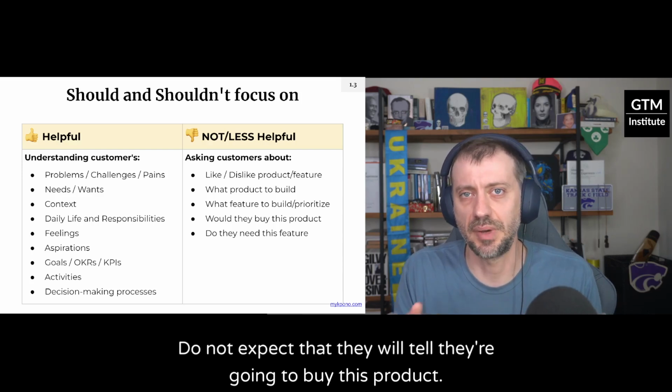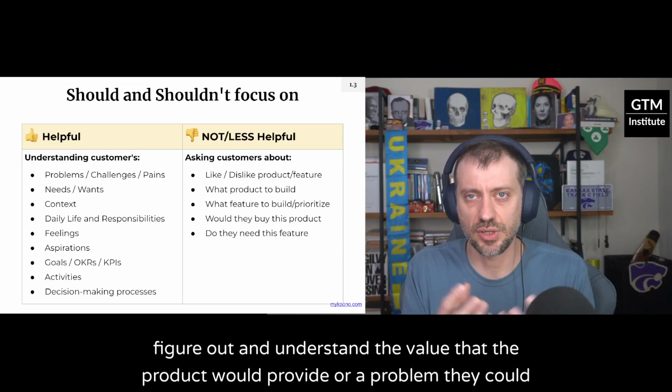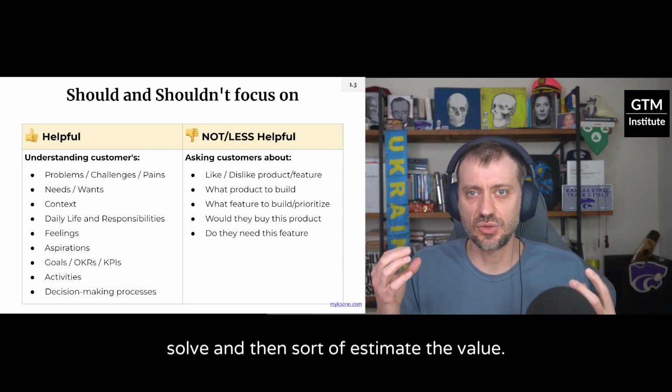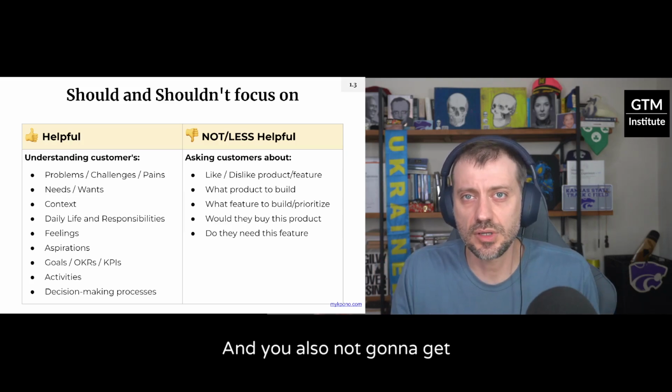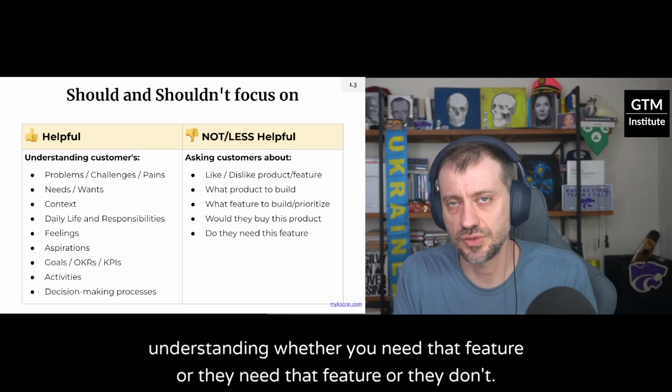Do not expect that they'll tell you they're going to buy this product. You have to figure out and understand the value that the product would provide or a problem they could solve, and then estimate the value. And you're also not going to be understanding whether you need that feature or they need that feature or they don't.